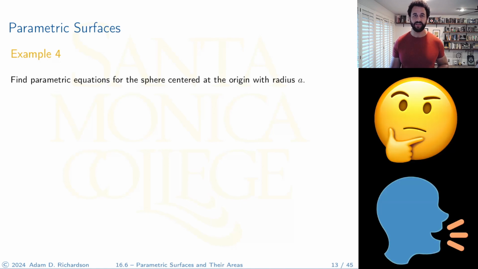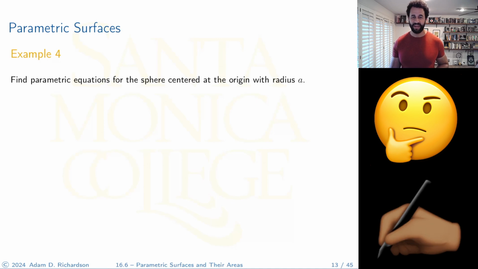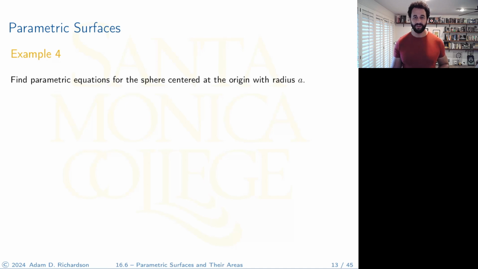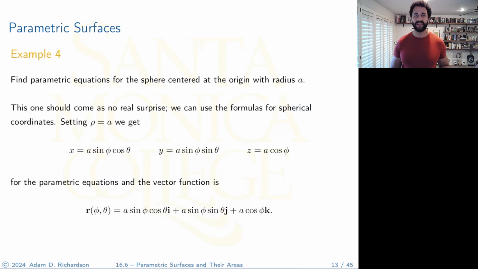Then say something out loud about what you think you might use. Right, and now find the parametric equations for that sphere of radius a centered at the origin. All right, okay. Well, since we are describing a sphere and we're trying to do it parametrically, I think the natural choice would be spherical coordinates, right?